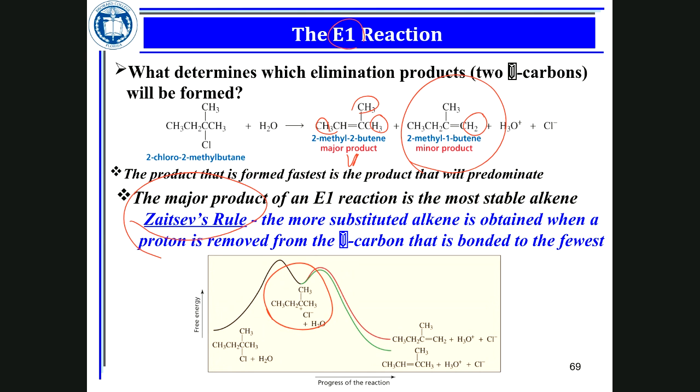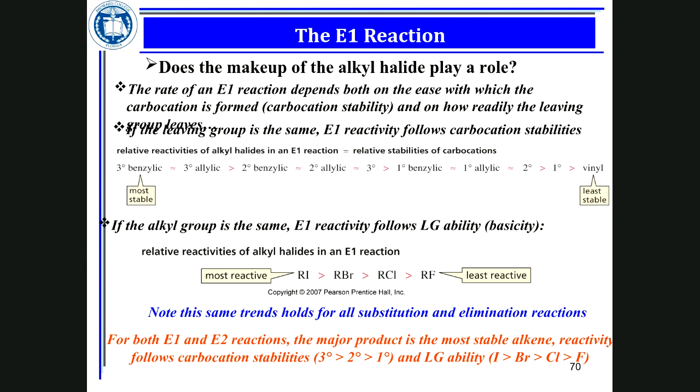The more substituted alkene, when you remove the proton from a carbon, is going to form faster. It was so hot here today that I keep sweating. But for E1, tertiary is going to be the better or more comprehensive one. Okay.